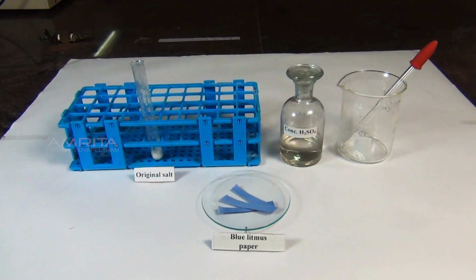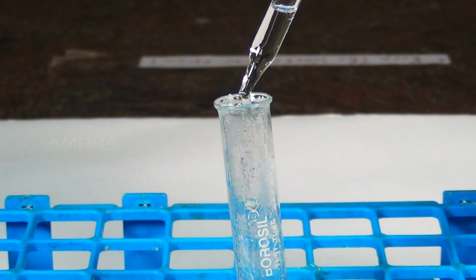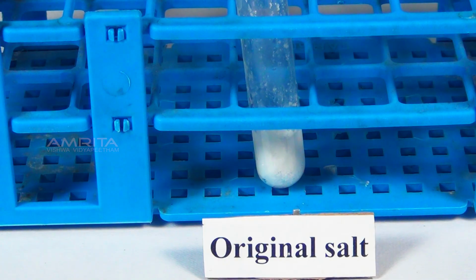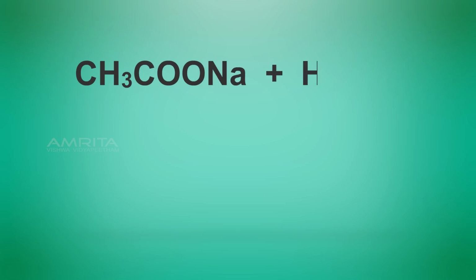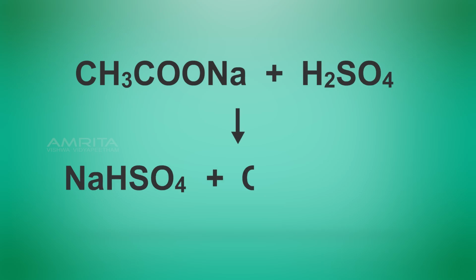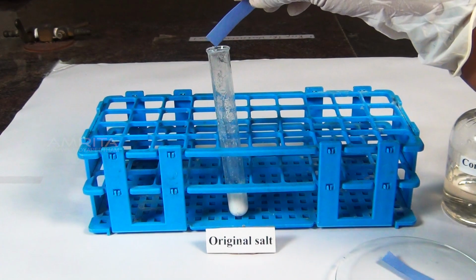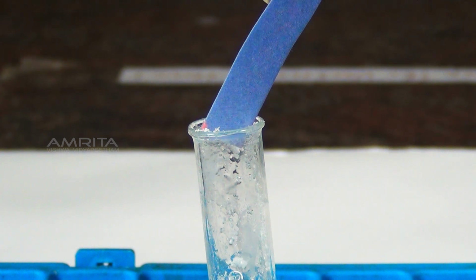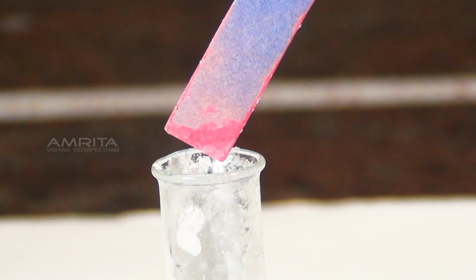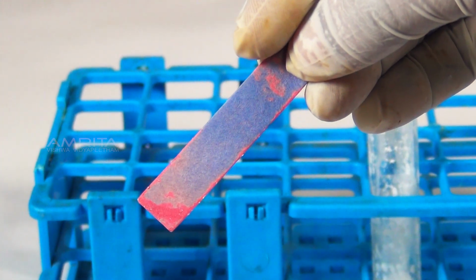Procedure: take a small amount of the salt in the test tube. To this, add a small volume of concentrated sulfuric acid using the dropper. Acetate reacts with concentrated sulfuric acid to produce vapors of acetic acid with characteristic vinegar-like smell. Place the blue litmus paper over the mouth of the test tube. Acetic acid turns the blue litmus paper red.